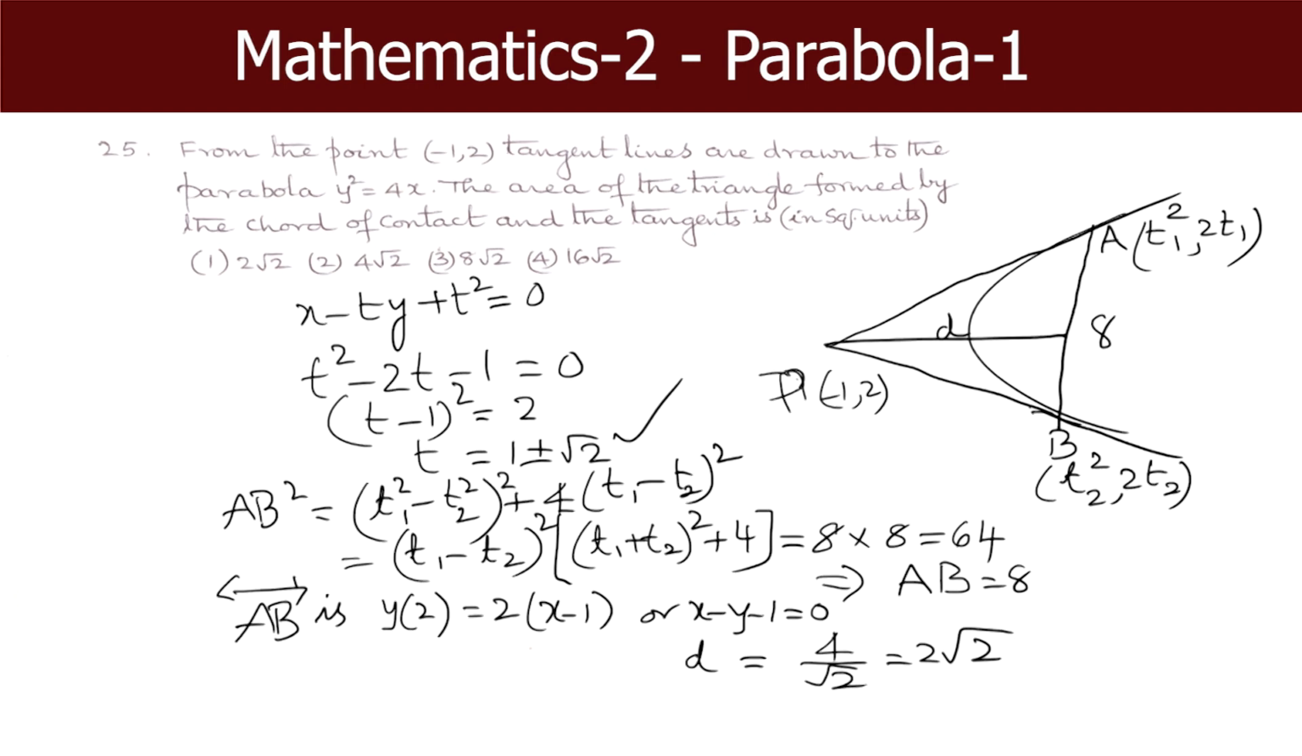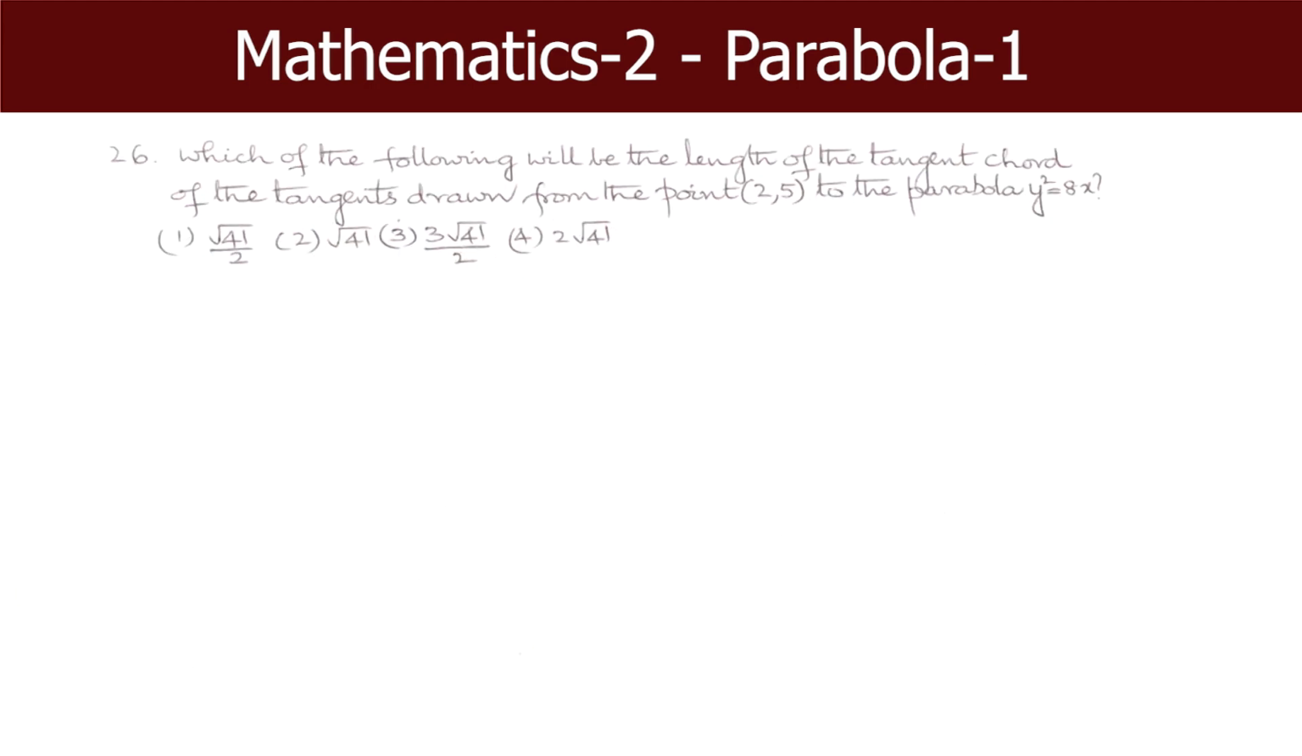And distance base is 8. So, what is the area of triangle PAB? 1/2 of D into 8, that is equal to 8 root 2 square units, which is the third option. కొద్దిగా డిఫికల్ట్ ఇలాంటి క్వశ్చన్ వస్తే మెయిన్స్ పేపర్లో రావచ్చు. నెక్స్ట్ 26.